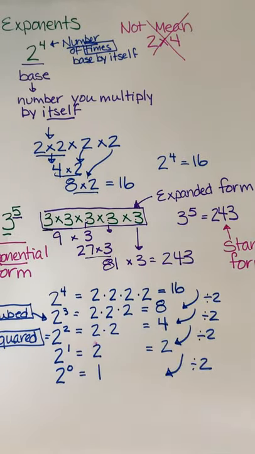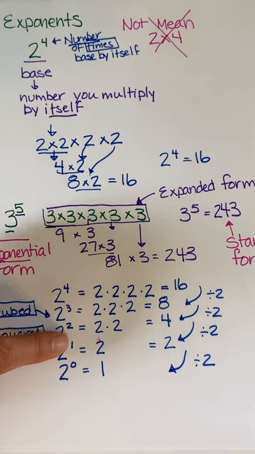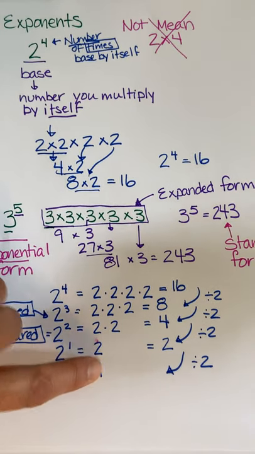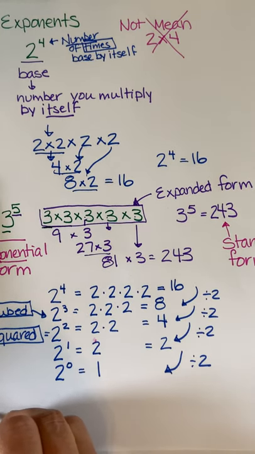Now, anything to the 0 power is 1. Any number is going to follow that pattern. If I did 3s, I would divide by 3, divide by 3. That would have been a 3. Divided by 3 gives me 1. So any number to the 0 power is 1. That is very important.